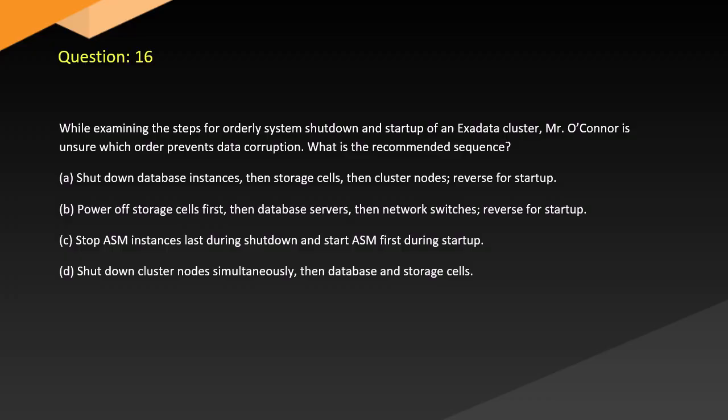Question 16. While examining the steps for orderly system shutdown and startup of an Exadata cluster, Mr. O'Connor is unsure which order prevents data corruption. What is the recommended sequence? A. Shut down database instances, then storage cells, then cluster nodes. Reverse for startup. B. Power off storage cells first, then database servers, then network switches. Reverse for startup. C. Stop ASM instances last during shutdown and start ASM first during startup. D. Shut down cluster nodes simultaneously, then database and storage cells.